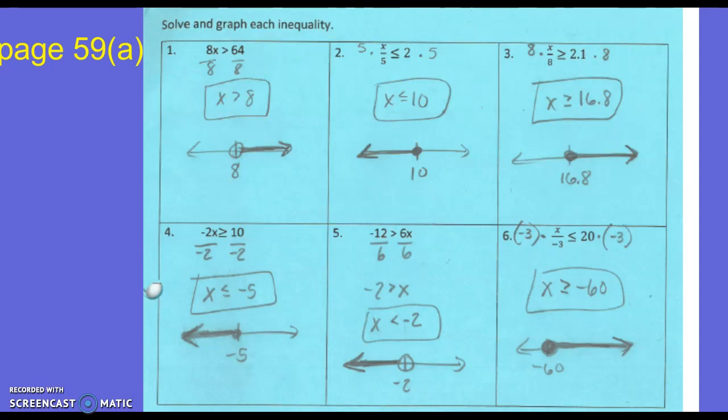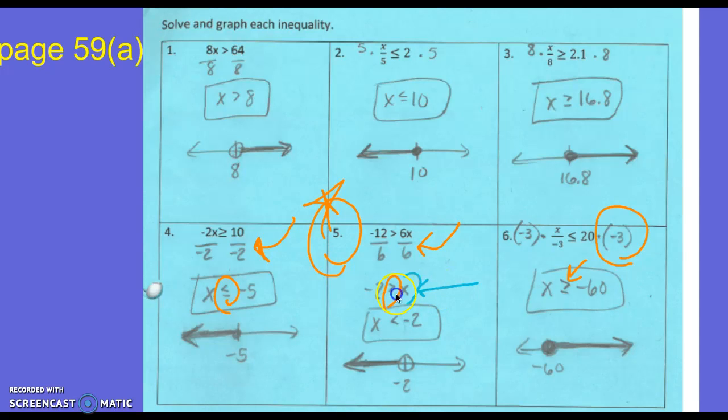Okay, now let's look at 4, 5, and 6. Number 4, notice what happened here. We divided by a negative, so we had to reverse the arrow. Number 5, we divided by a positive, so we kept the arrow the same. Number 6, we multiplied by a negative, so we reversed the arrow. So please be careful. The other trick with number 5 is that your variable is on the wrong side.